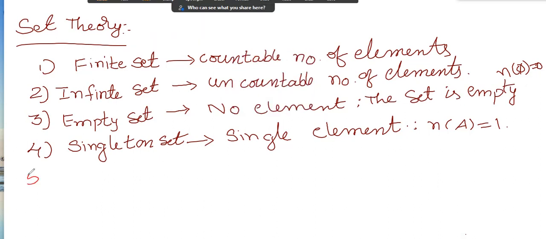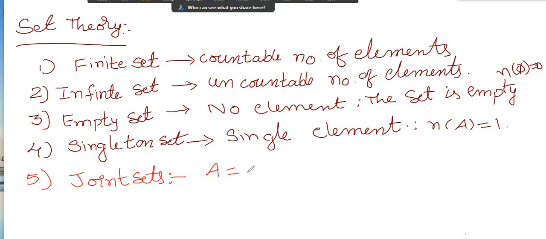Now coming to the next sets, joint sets. What are these joint sets? Joint means what? When we join our hands, if we are friends, right? Friends means two sets are said to be joint sets if they have common elements.